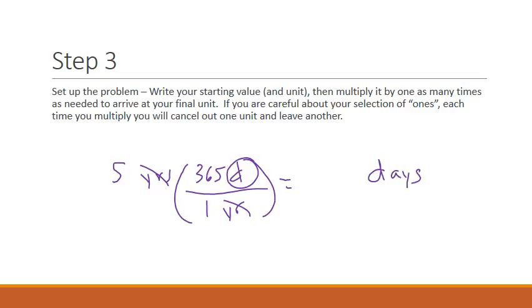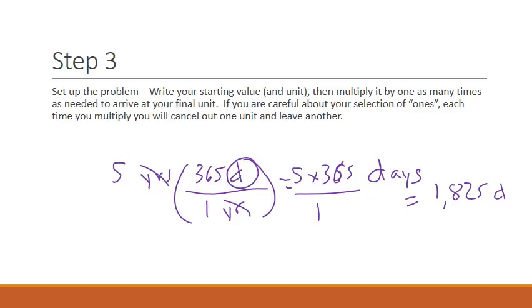Then I've got the math here, which is basically 5 times 365 divided by 1. All the things on the numerator are multiplied by each other, divided by everything on the denominator. You can plug that into your calculator, which I'm sure you already did, so you can verify that you had the right answer. When I do the math, I get something like 1,825 days.